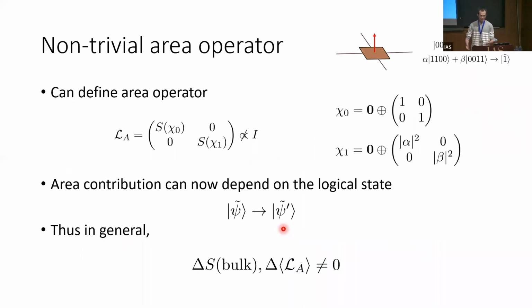So the first one doesn't have a picture. It's just the idea that if you work through the details of this code, you'll find that the area operator is non-trivial, which means that now the area contribution, remember that we split the entropy into 2 parts, the area contribution in the second part can depend on the logical state that you put into the code. Analogously speaking, if you put in a different EFT state in AdS/CFT, now it can lead to a potentially different background geometry that has a different area contribution.